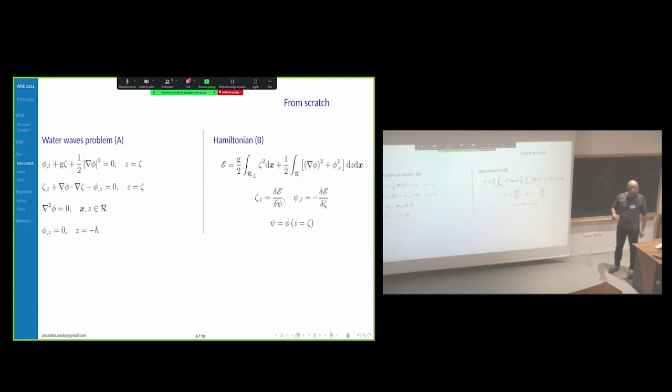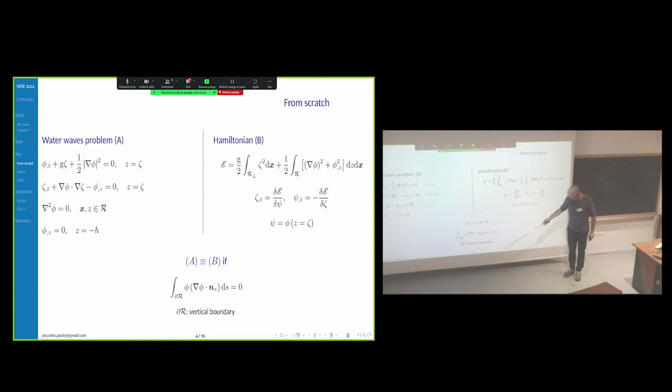What's missing? Actually, in order for this thing to be equal to that thing, Zakharov uses the Green theorem and requires that this integral is 0. It's the flux of the potential. I don't know what it means, but it's a requirement for the boundary condition. So actually, if this integrand is 0, the no-flow condition, the integral is 0.